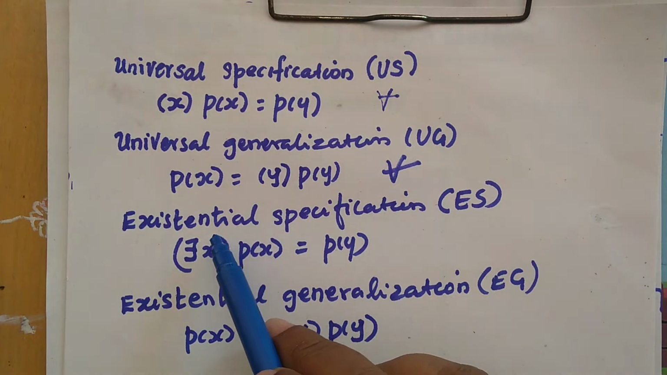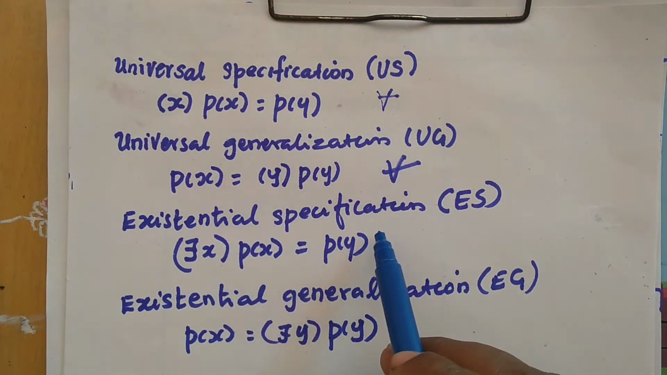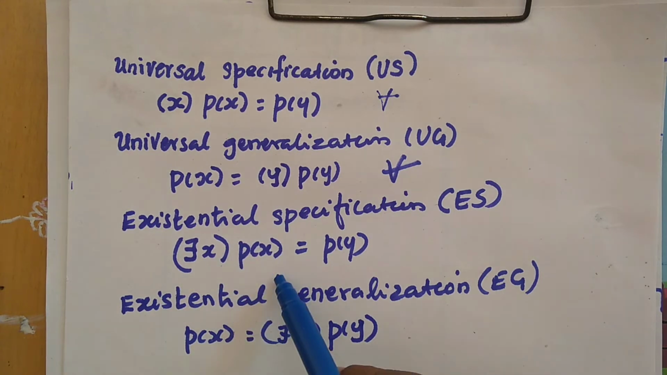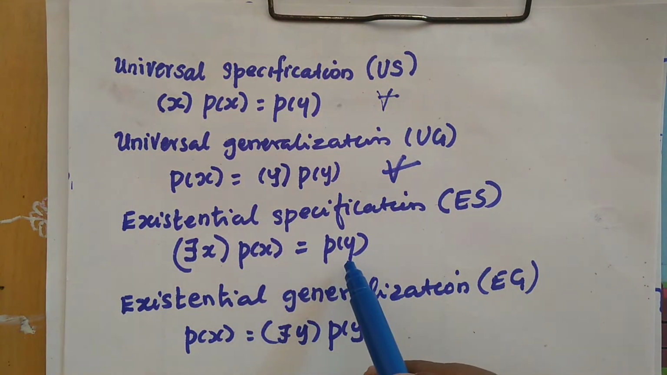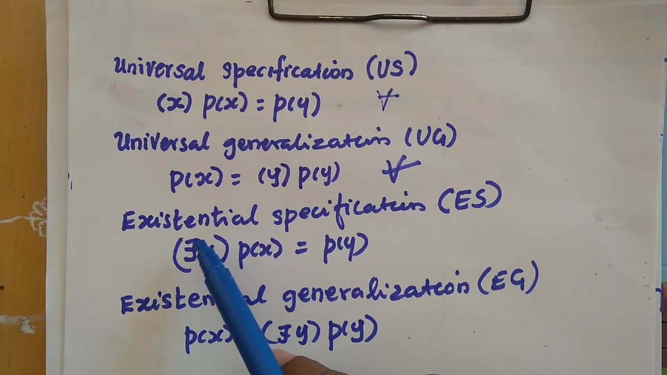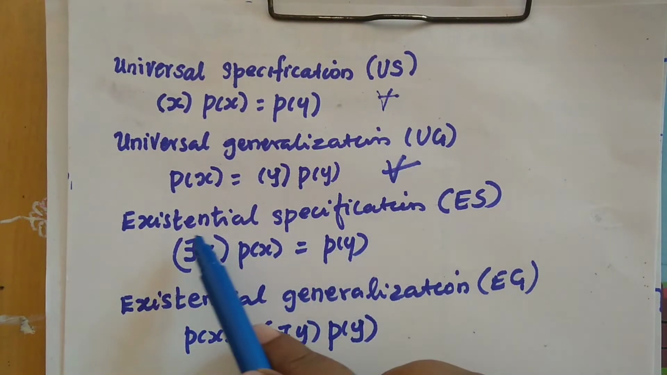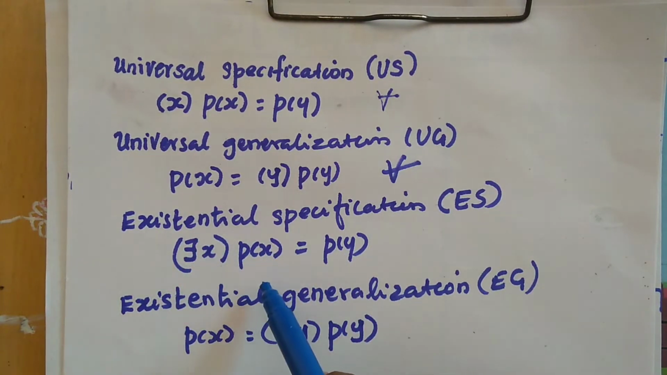Now the next one, existential specification, that is ES. That is, there exists x, P of x implies P of y. That is, for some particular values the given statement is true. This is true for only some particular values. The notation is there exists. The converse of this is P of x implies there exists y, P of y.